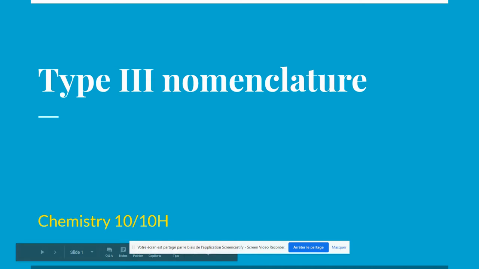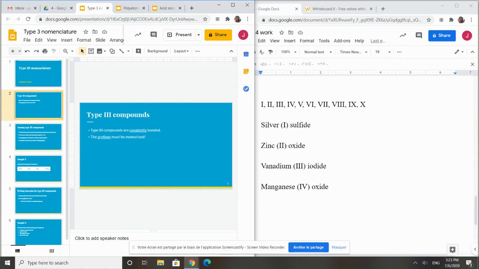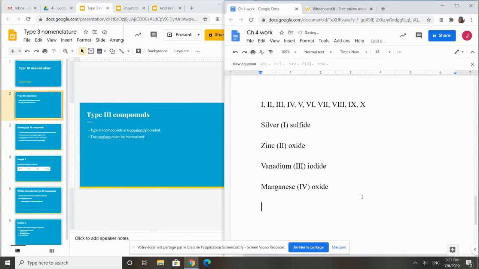This is Mrs. Altman, and in this video, I'm going to be reviewing how to name type 3 compounds. So a type 3 compound contains two nonmetals. These are covalently bonded, and then there's a bunch of prefixes, and they have to be memorized. I'm realizing I didn't put the prefixes on the next slide, so I'm just going to go ahead and list them. You should already have them in your notes, but I'll still list them.